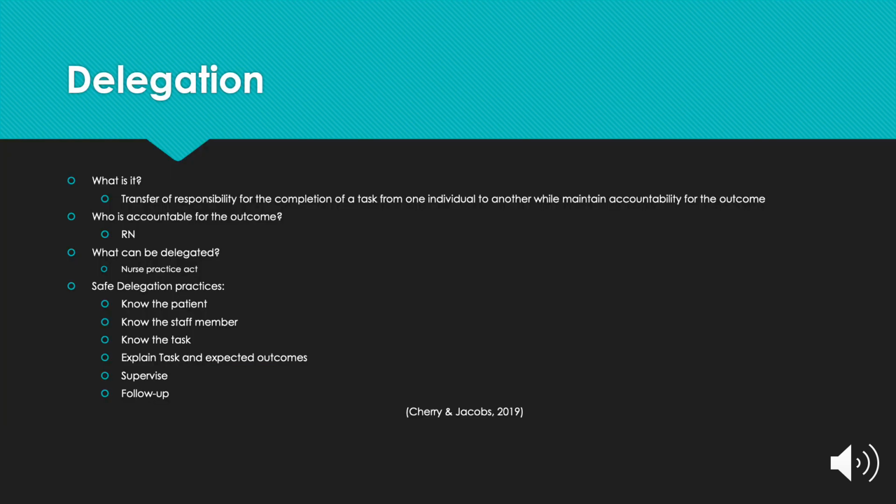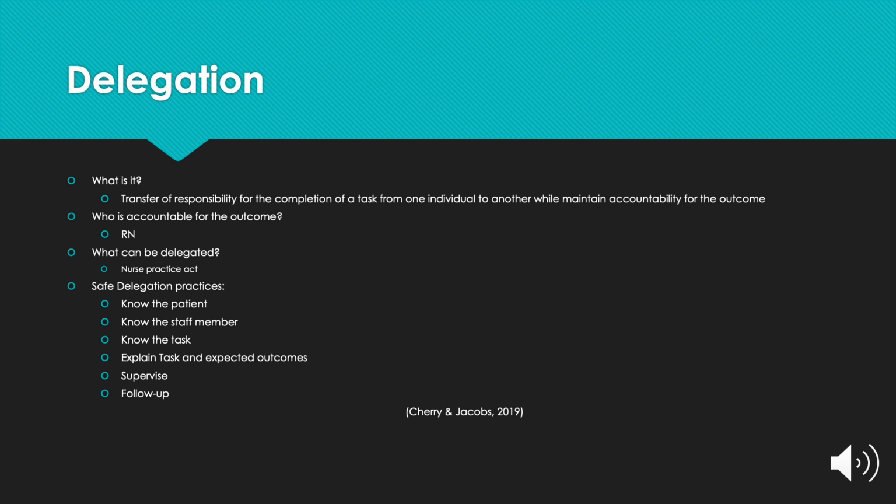Delegation. What is it? Delegation is a legal and management concept that involves assessment, planning, intervention, and evaluation. It is defined by the American Nurses Association, the ANA, as the transfer of responsibility for the performance of an activity from one individual to another while retaining accountability for the outcome. So although an RN is able to have someone perform a task for them, they are still ultimately responsible for the overall outcome of the patient's care.